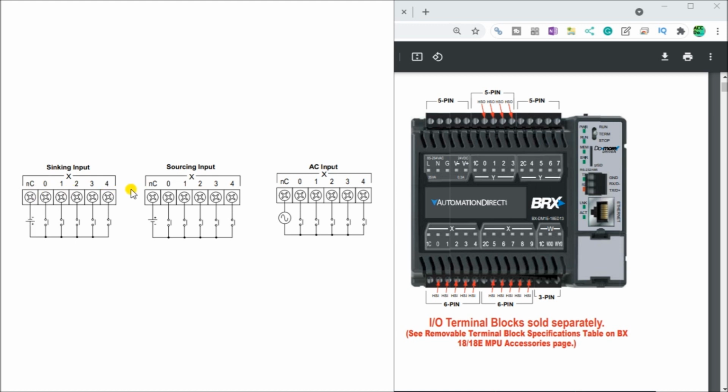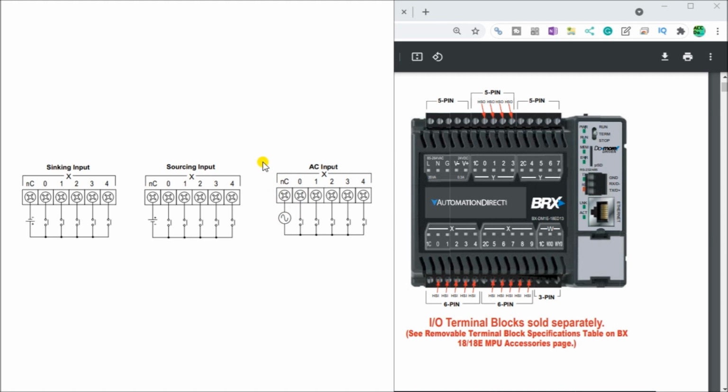Our sourcing, on the other hand, has a positive voltage on the common, and we're taking our load, our input point here, which is our load between the common and that zero input point, and we're sourcing it or giving it plus 24 volt DC. And then our AC, there's our common here sitting on one side. So again, this is our input point.